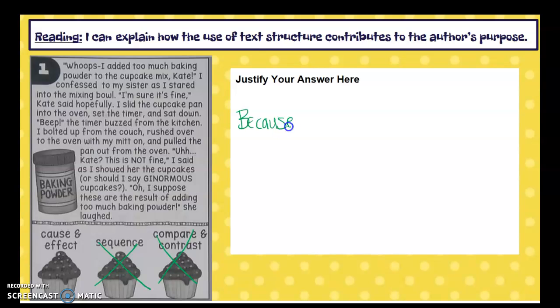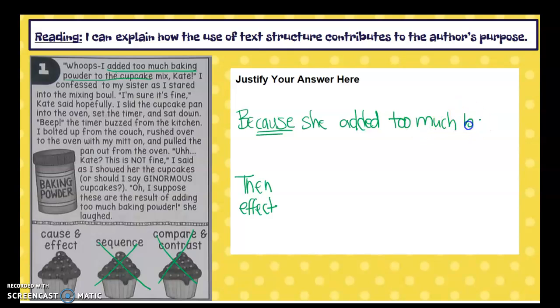of because, that's your cause, then would be your effect. If I can fill this in, then I know it's a cause and effect. So because, and then right here's the cause, because she added too much baking powder. That's my cause.